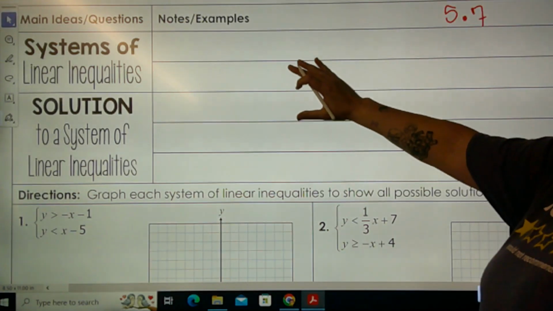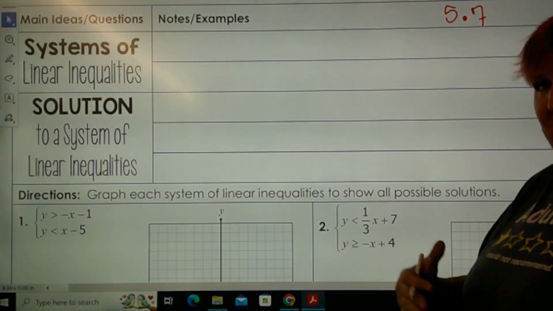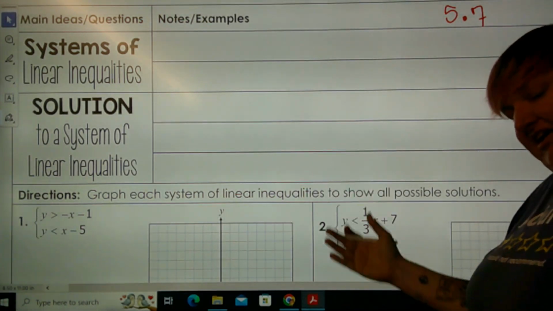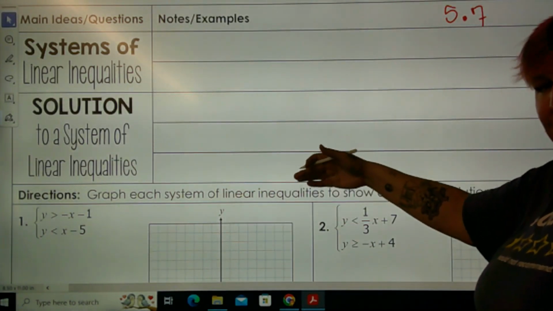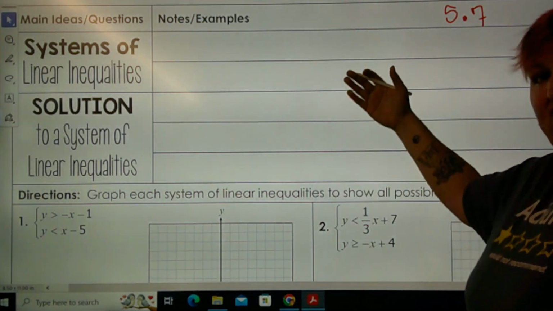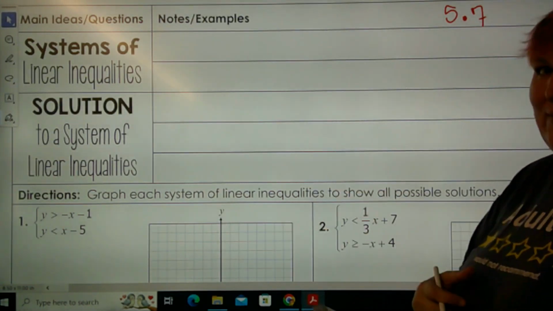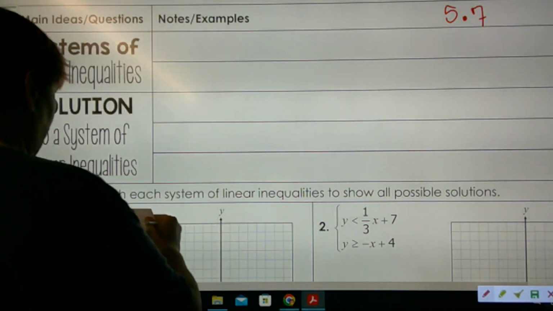Systems of linear inequalities. Now that we know how to graph a linear inequality with the dashed line and the solid line and the shading above or below, and how to convert to slope-intercept form, and sometimes we have to flip the symbol, we're going to graph two of them and see where they overlap, right? That's the solution to systems of linear equations.